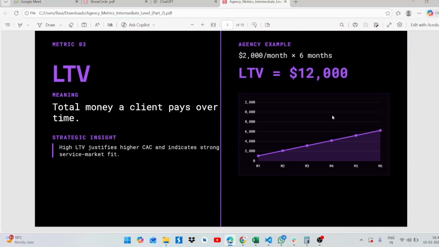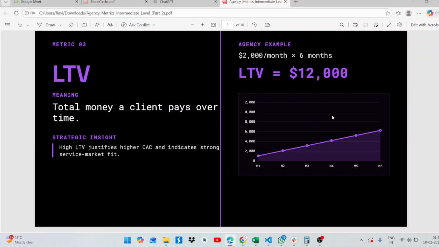Next, LTV is the total money the client pays over time. That is lifetime value for a client. Even with a subscription, if the client is paying $1,000 a month on a 6-month contract, then you calculate LTV as 6,000. That is just to keep an approximation of how much the company is expected to earn in that timeline.